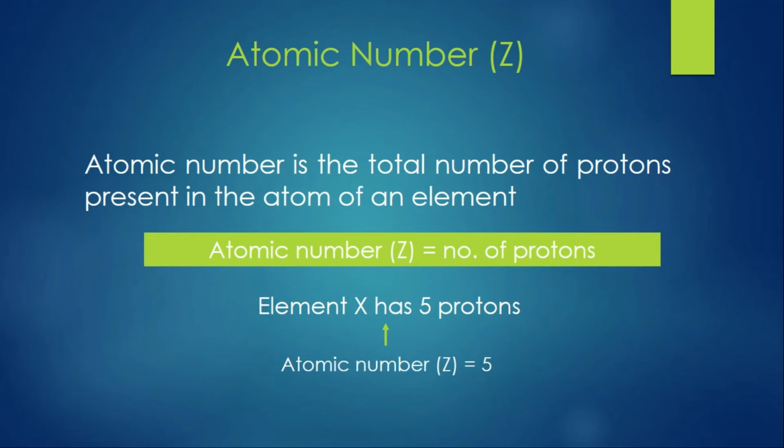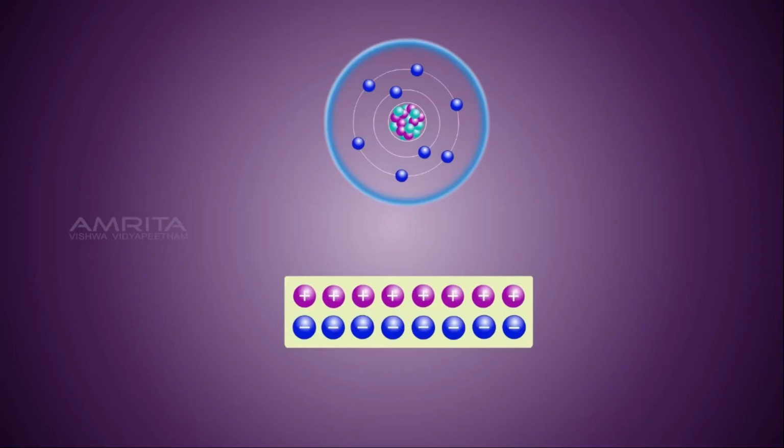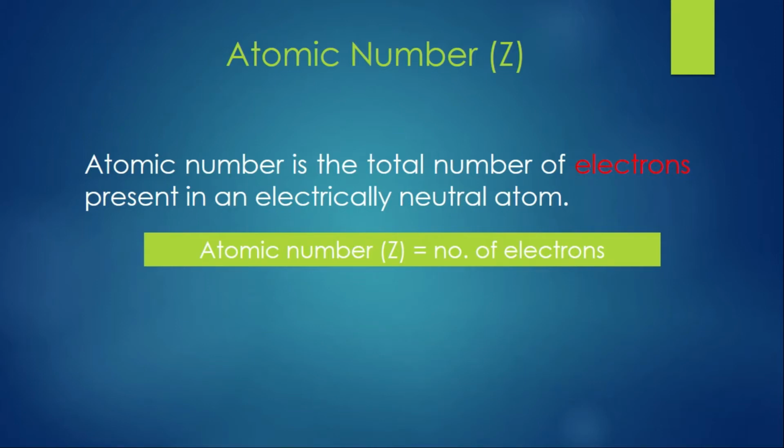In the same manner, the atom of the element having a total of 10 protons in its nucleus will have the atomic number 10. Now as you already know, in an electrically neutral atom, the number of protons is the same as the number of electrons. So we can also say that atomic number is equal to the number of electrons in an electrically neutral atom. Remember, the atomic number will only be equal to the number of electrons in an electrically neutral atom, which has the same number of protons and electrons.